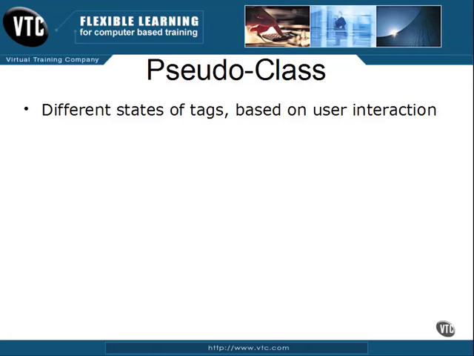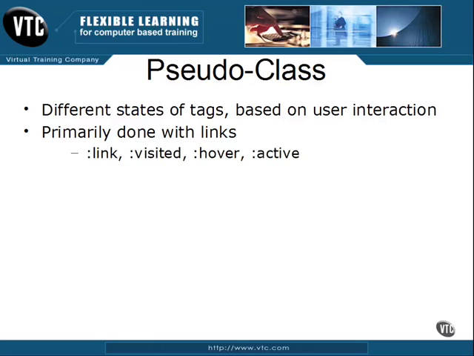Now, what states am I even talking about? Well, the most commonly used pseudo-classes are those dealing with our links. And if you've done any work with HTML, you probably are somewhat aware of the different states that links can be in. So we're going to find 4 different states that are possible with links.